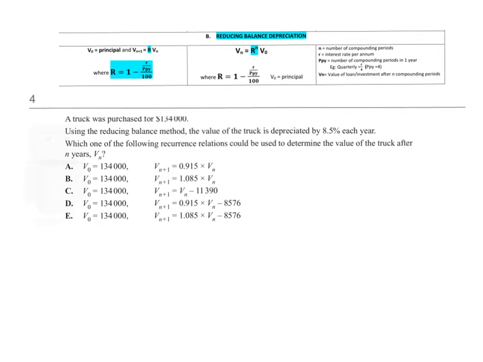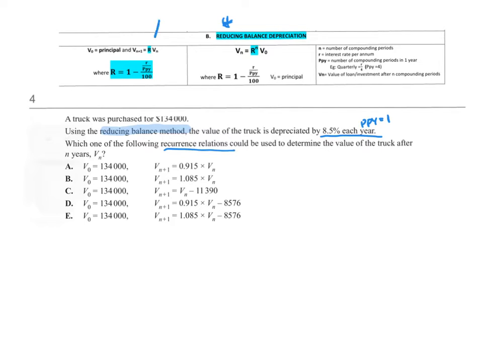All right, so in this question 4, a truck was purchased for 134,000 using the reducing balance method. So they've told me the reducing balance method, so I've gone and found that part on my formula sheet, and the value of the truck is depreciated by 8.5% each year. Okay, so there we go. So PPY is once a year. Okay, which of the following recurrence relations could be used to determine the value of the truck after N years?